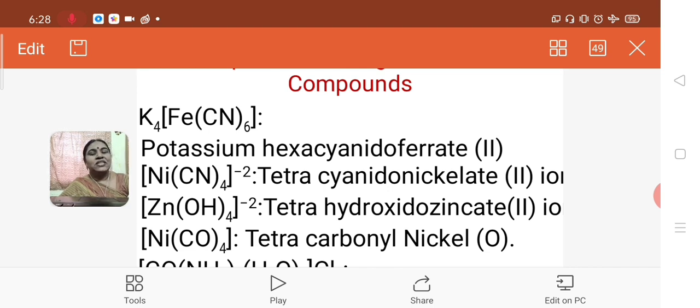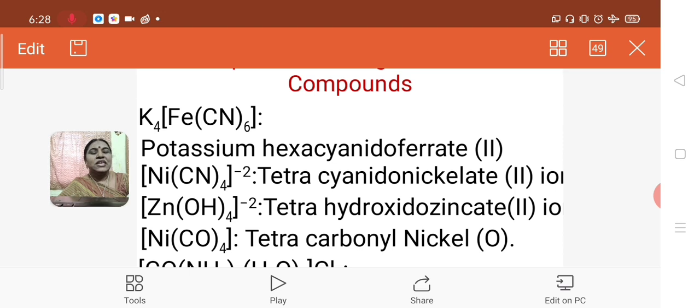Now let us see another example. The central metal ion is nickel. As per the rule we have learned, always the ligands have to be named first, and you can see there are 4 cyanide ligands. So the name is tetracyanido nickel, and nickel doesn't have any special Latin name. So you can directly write it as tetracyanido nickel.